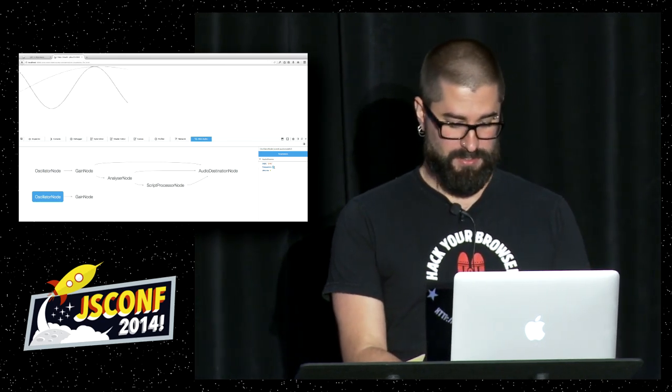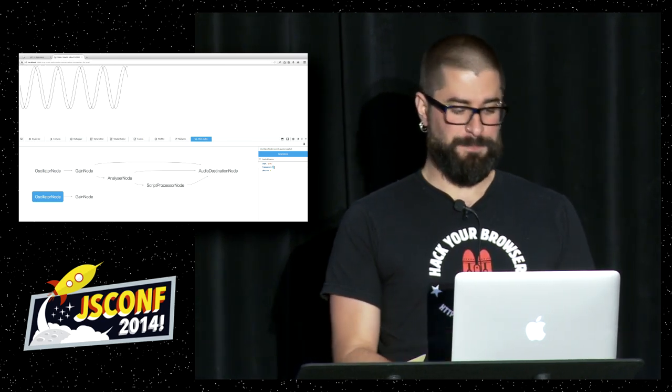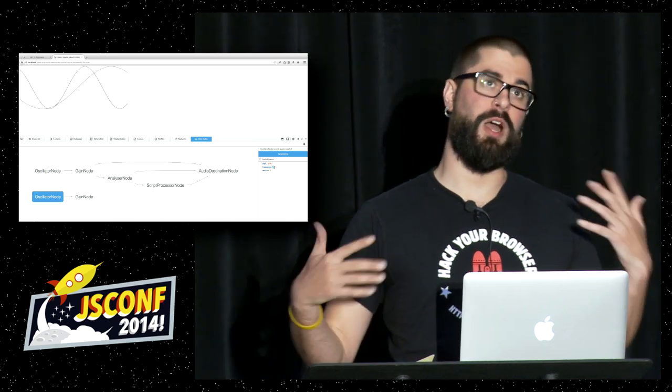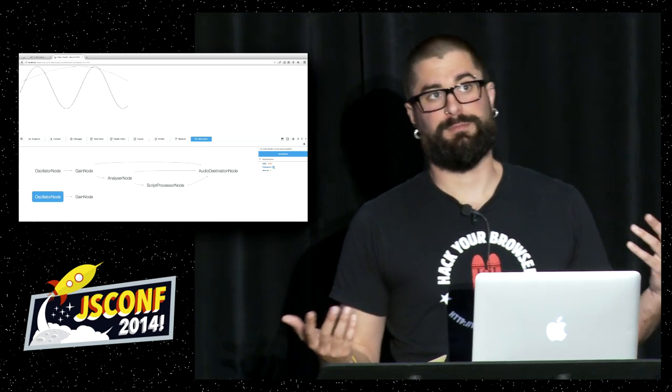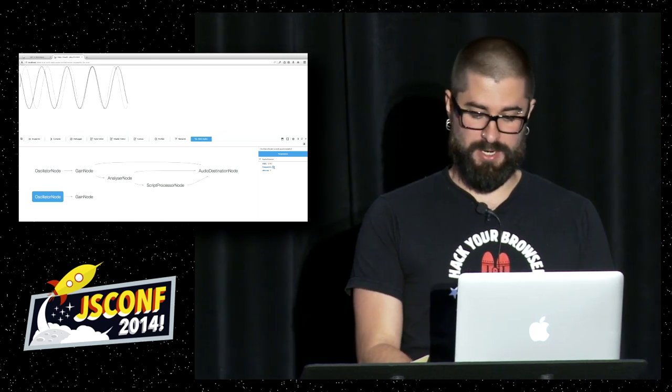So the carrier signal is 440, and if we make the modulating signal 100, so that's like a bass note on a bass guitar.